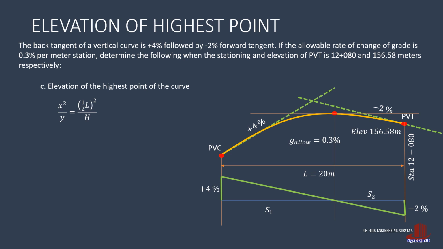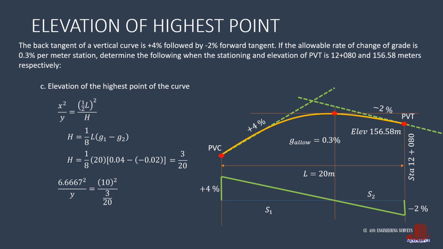From the list of functions, we have h is equal to 1/8 of L with g1 minus g2. Plug values to have 1/8 of 20 with 0.04 minus negative 0.02. H turns out as 3/20. Knowing h, we can now compute for y using the proportion, which becomes the square of 6.6667 upon y is equal to the square of 10 all over 3/20. Y turns out to be 0.0667. This is the same as what we saw from the area of the grade diagram.